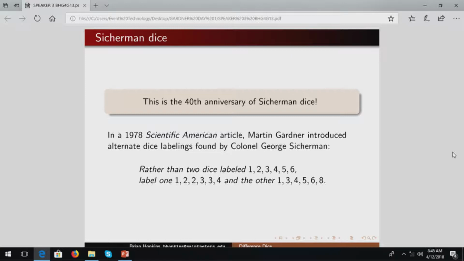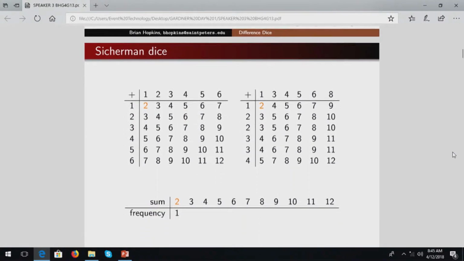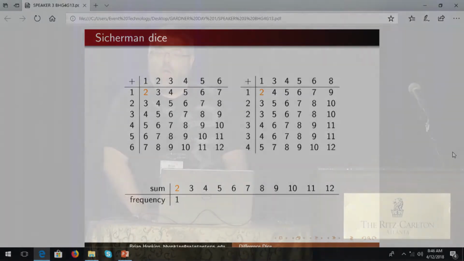But what's the point of that? If we look at the table of these two dice, on the left-hand side, you have 1, 2, 3, 4, 5, 6 against itself. This is what is in every probability book about finding probabilities for sums of two dice. On the right-hand side are the other ones. This Sicherman dice, 1, 2, 2, 3, 3, 4 versus 1, 3, 4, 5, 6, 8. And you see the table inside there is not nearly as nicely structured as the one on the left, but they do both have 1, 2.